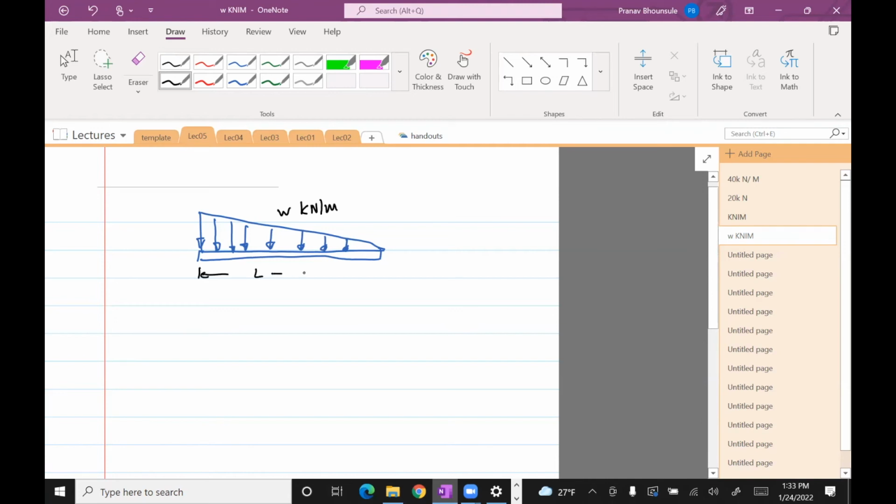So if this is L, then the force acts there. All you need to do is find the area of a triangle. So in this case, this is W, that's L. And so the area of a triangle is half W times L. So that's the force, and this is the moment. And so you just use this logic when you have cuts. But yeah, that's a good question.